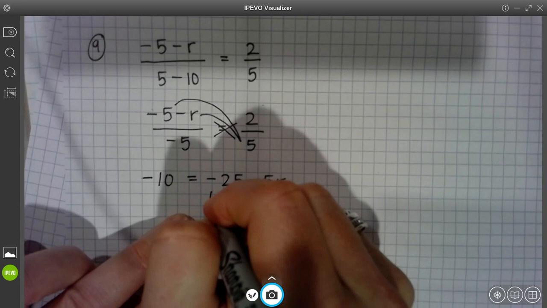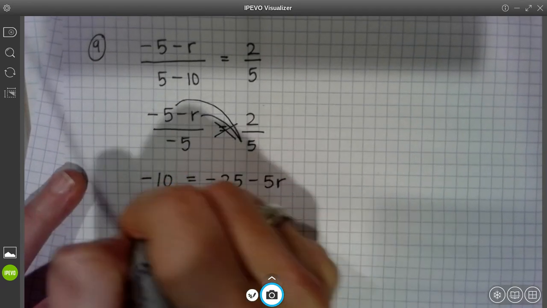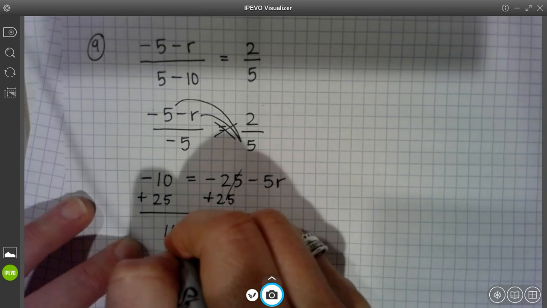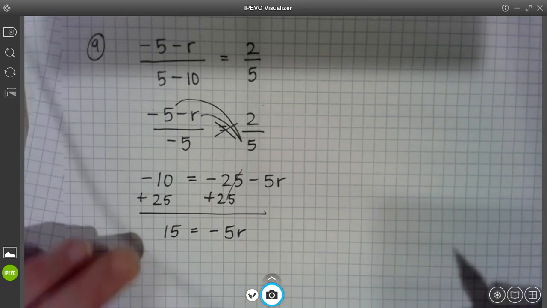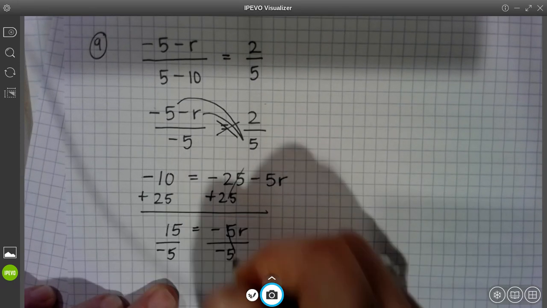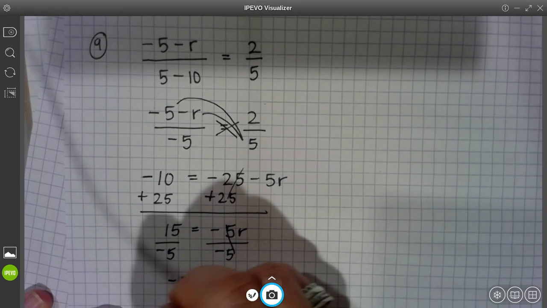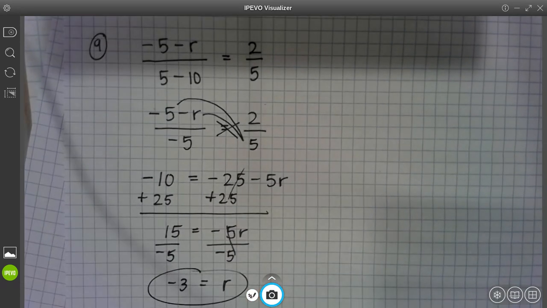So I'll add 25. I'll get 15 equals -5r. Divide by -5. And you find out that r needs to be -3 in order to make this problem true. Okay? We did a couple like that in the notes.